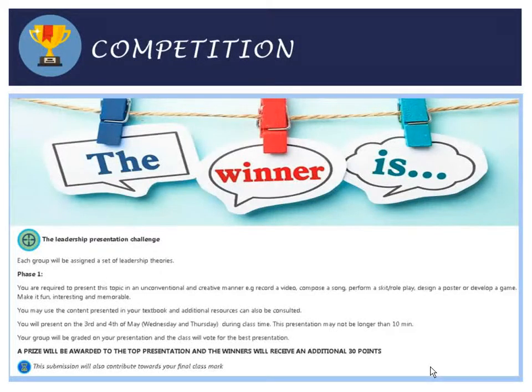I also included an element of competition. So with competition, there would be an in-class competition they had to do, or one of the competitions I had was on the leadership theories that we look at. They had to take a leadership theory and then present it in a very creative way, and they were marked by me and the rest of the class. So whoever got the highest mark for that then won the competition, or their group won the competition.